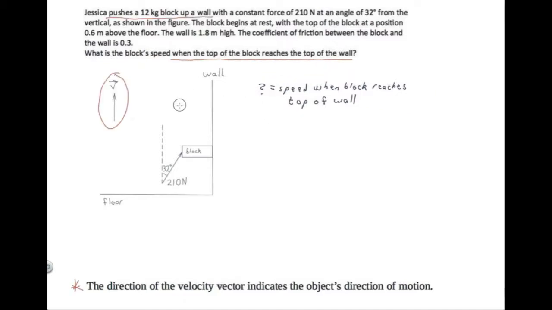Now let's indicate the object's direction of motion. The problem says that Jessica is pushing the block up the wall. That wording implies that the object is moving up the wall. So we'll draw an upward velocity vector to indicate the object's direction of motion.